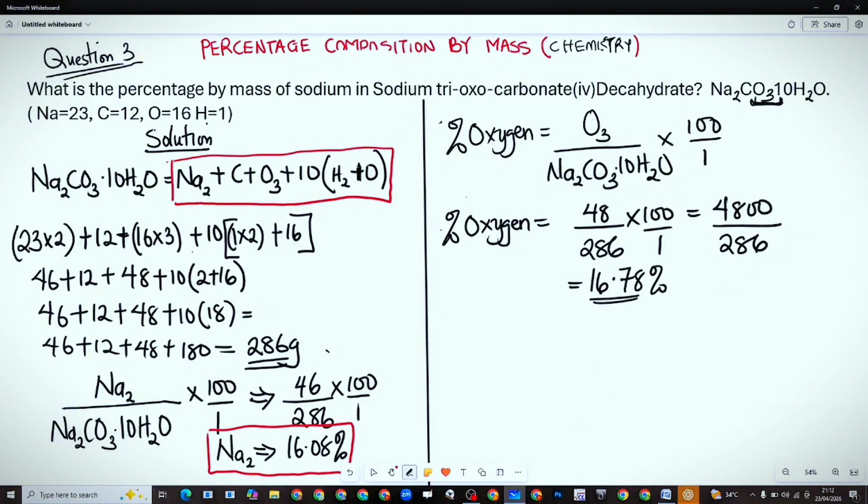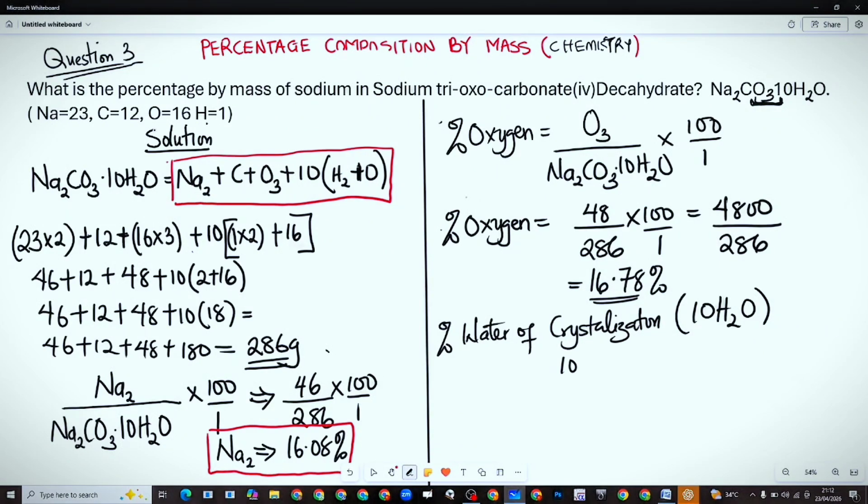Are you seeing it now? What if they ask us to get the percentage by mass of the water of crystallization? The water of crystallization there is 10H2O, that's the one containing water. So the percentage of water of crystallization should be the 10H2O there. How are we going to do that? The 10H2O is 180, which is what we did earlier.